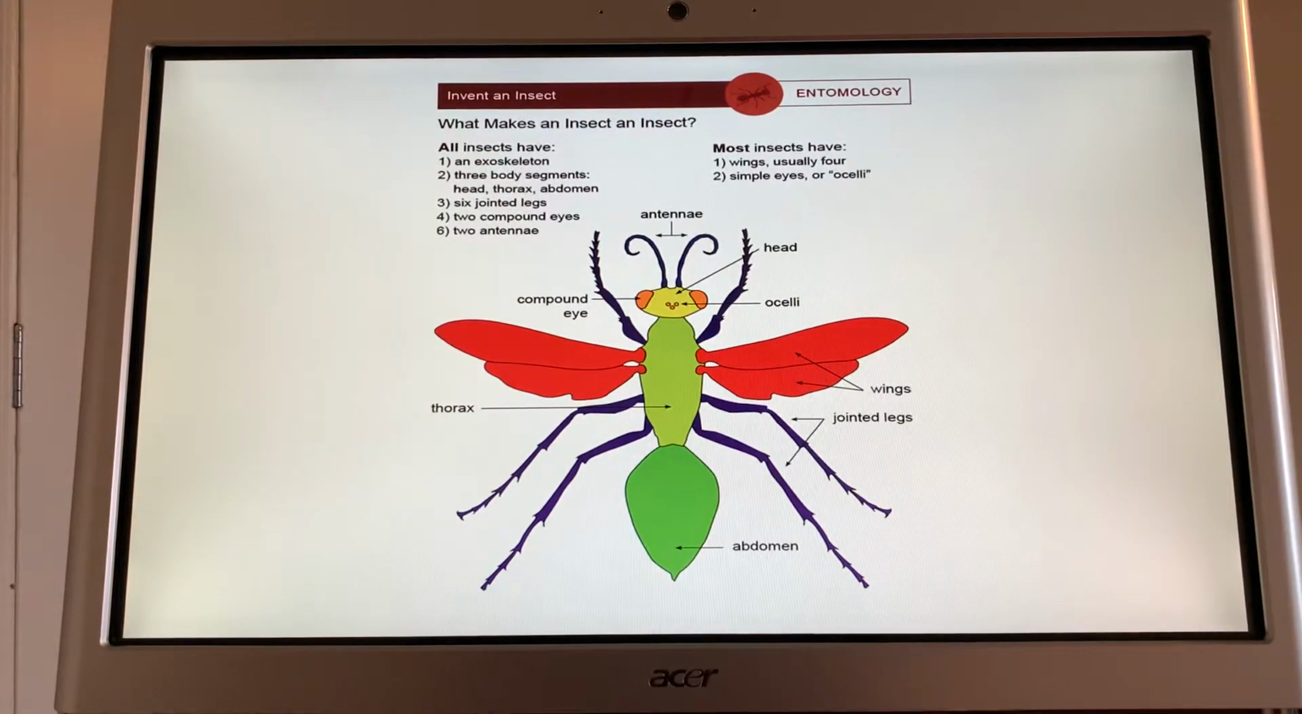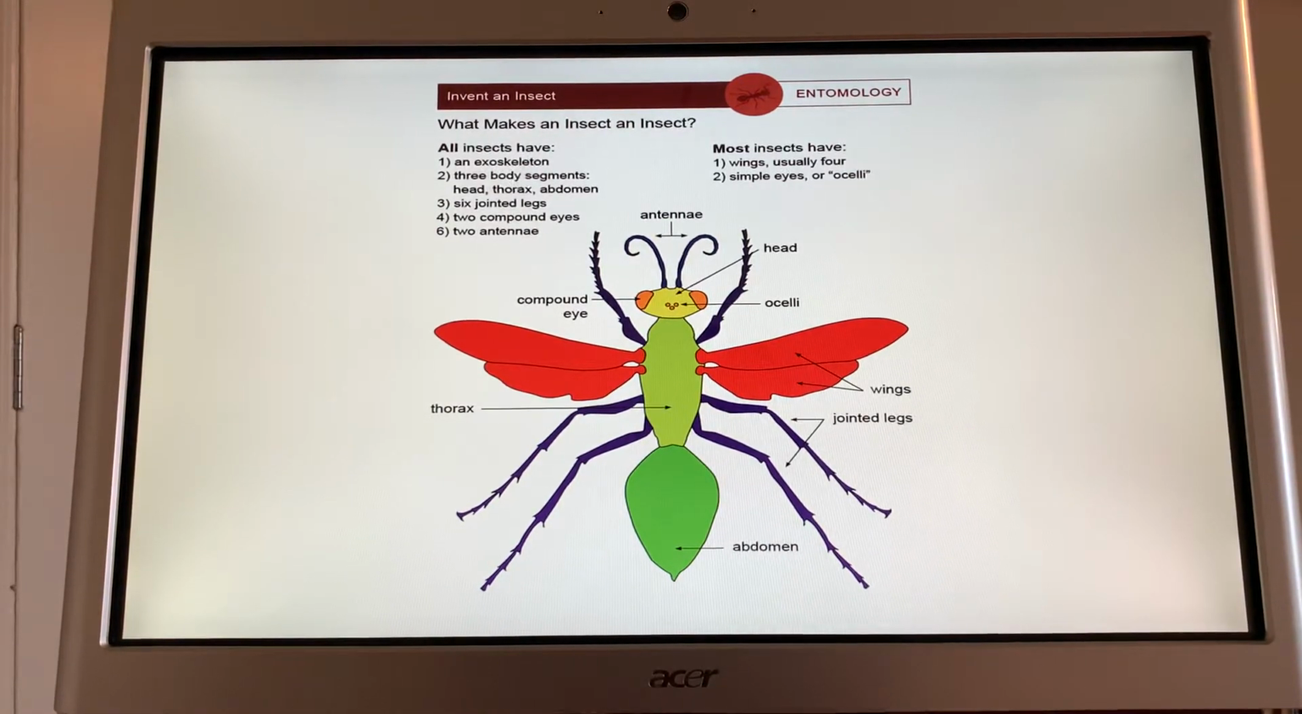So going on then, just a quick reminder. That could give you some ideas for adaptations if you're still working on your insect. There are incredible insects we've just looked at from all over the world. But remembering what makes an insect an insect.